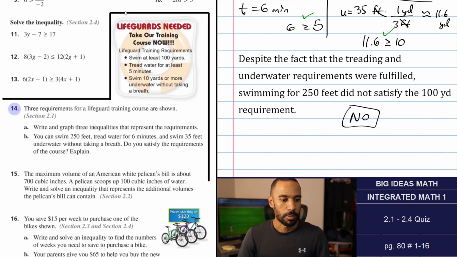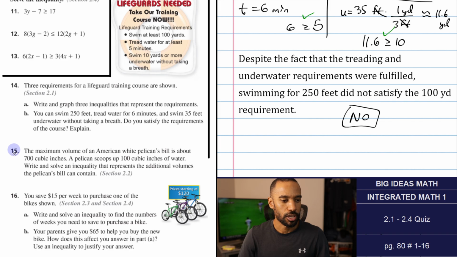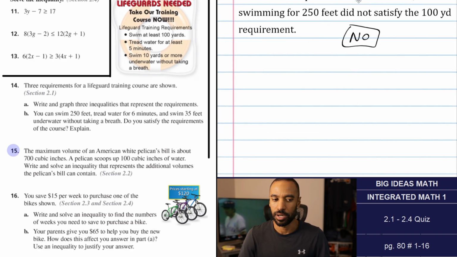All right, two more questions. Number 15. The maximum volume of an American white pelican's bill is about 700 cubic inches. A pelican scoops up 100 cubic inches of water. Hold on.